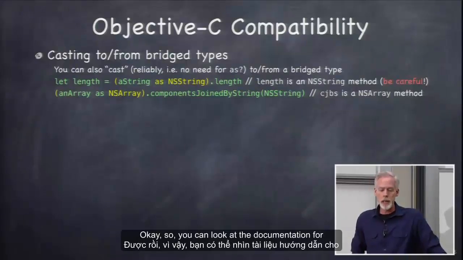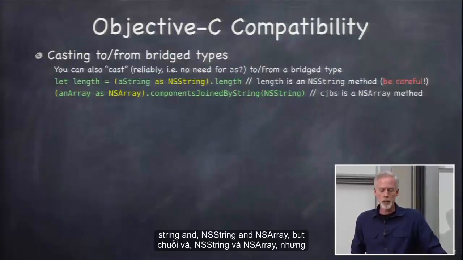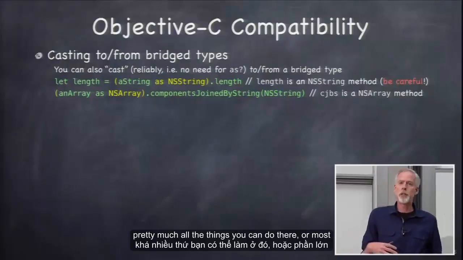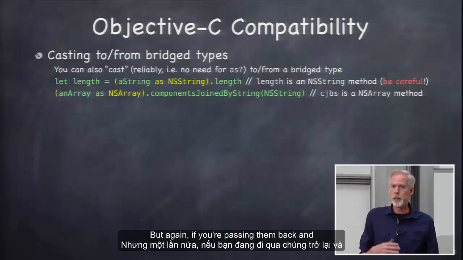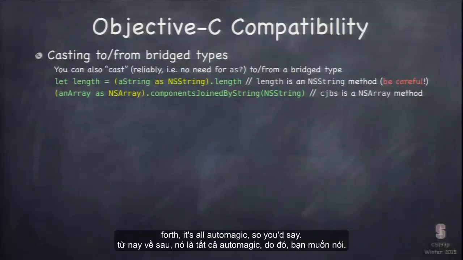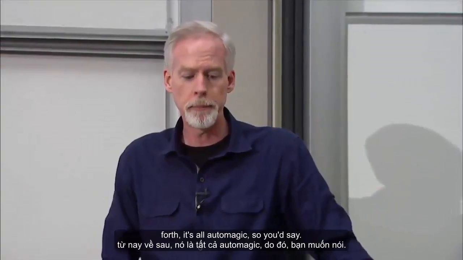Okay, so you can look at the documentation for NSString and NSArray, but pretty much all the things you can do there, or most of them anyway, are available in the Swift versions. But again, if you're passing them back and forth, it's all automagic, as we would say.